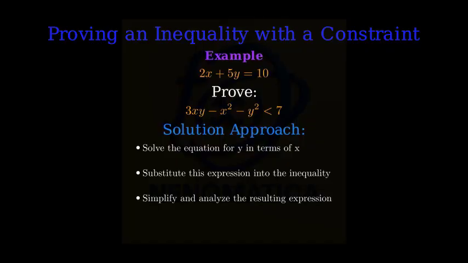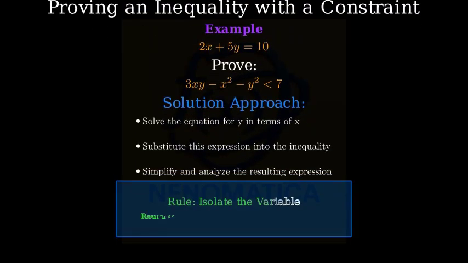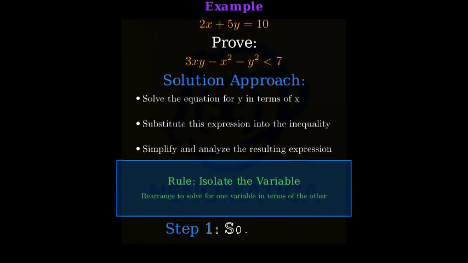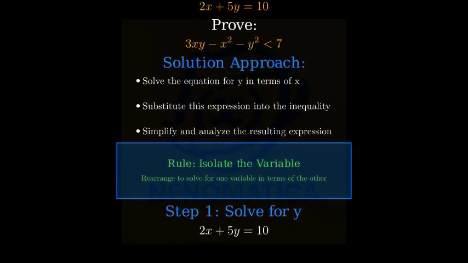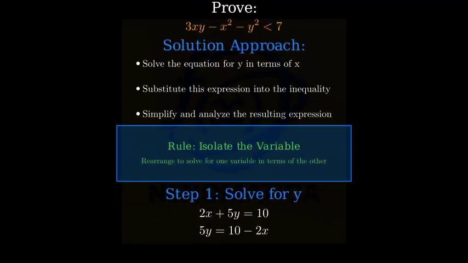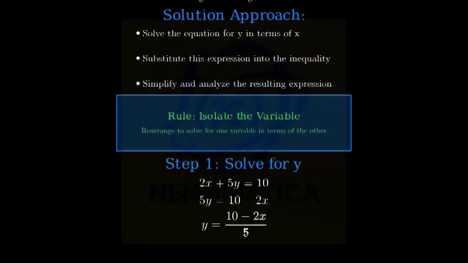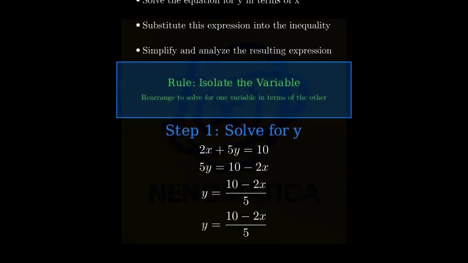First, let's start with our original equation, 2x plus 5y equals 10. We need to solve for y. To isolate y, we'll first subtract 2x from both sides. This gives us 5y equals 10 minus 2x. Then we divide both sides by 5 to find that y equals 10 minus 2x, all over 5. Now, we'll substitute this expression for y into our inequality.